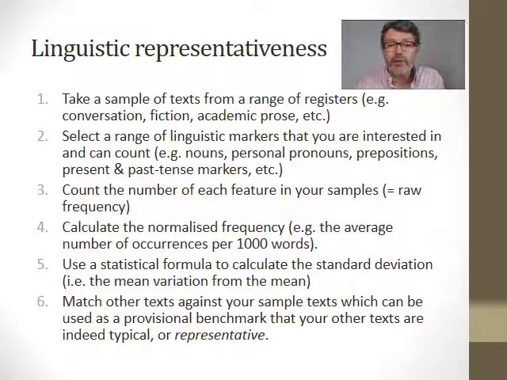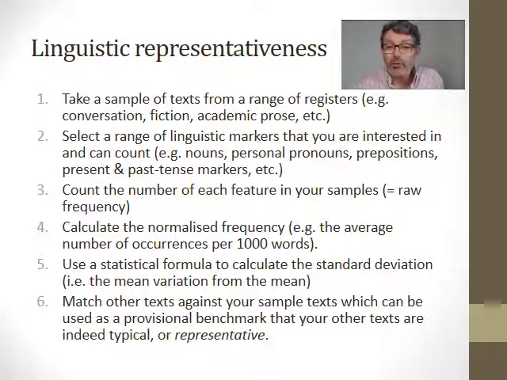Secondly, you select a range of linguistic markers that you're interested in, and crucially, that you can count. For example, nouns, personal pronouns, prepositions, present and past tense markers, and so on. Then you count the number of each feature in your samples. This gives you your raw frequency.